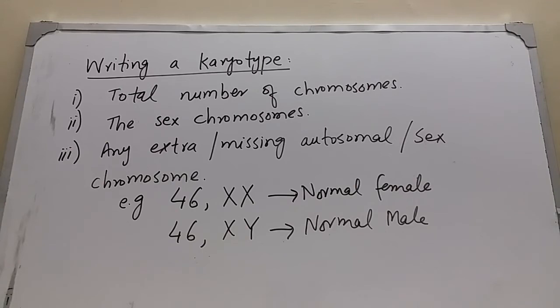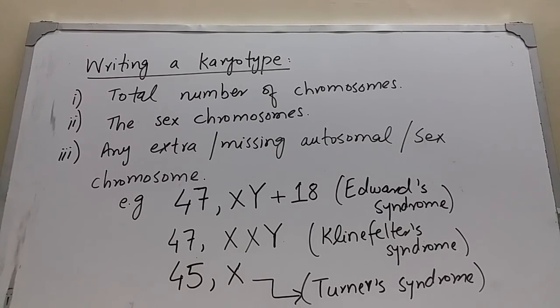So the first step is to write the total number of chromosomes. For example, in the case of human beings, the total number of chromosomes is 46. So I have written 46, and then we write a comma and write about the sex chromosomes: XX in the case of a normal female and XY in the case of a normal male. Here I have shown the karyotype of a normal male and normal female in human beings. 46 comma XY is the karyotype of a normal male, and 46 comma XX is the karyotype of a normal female.